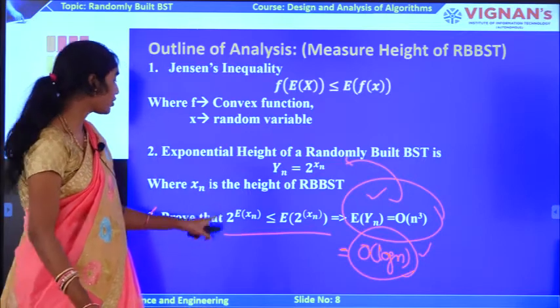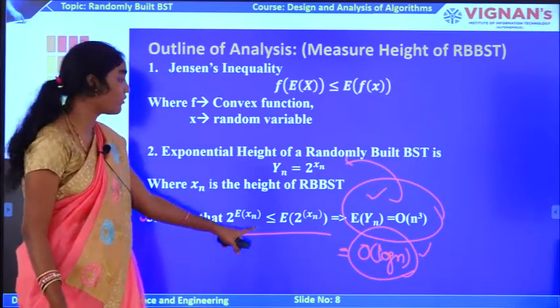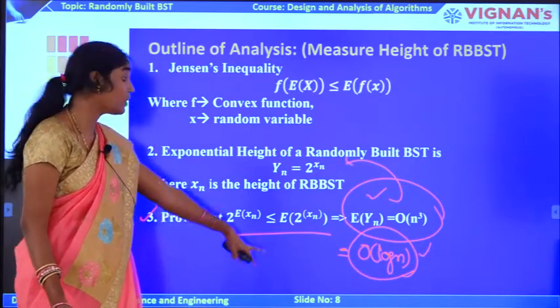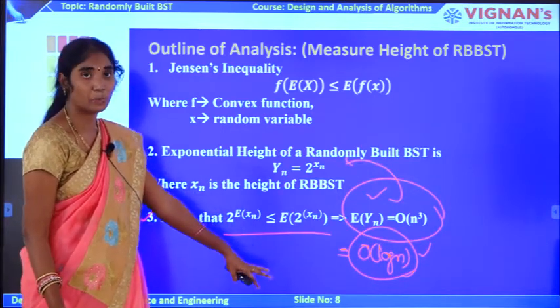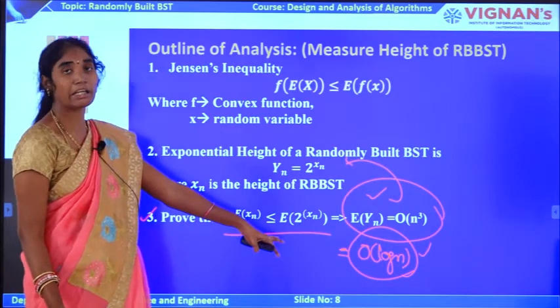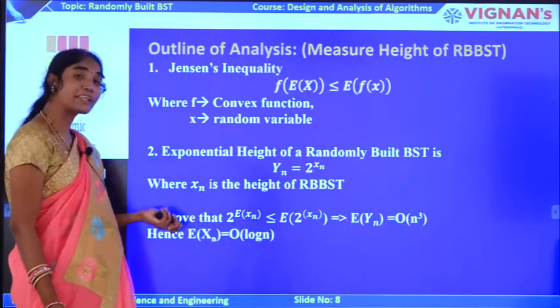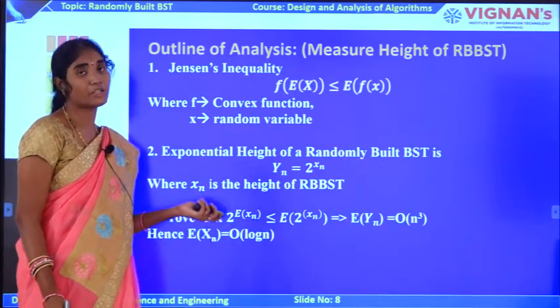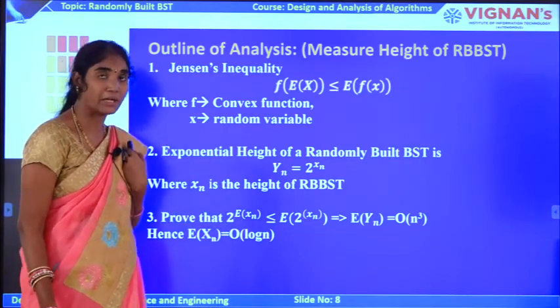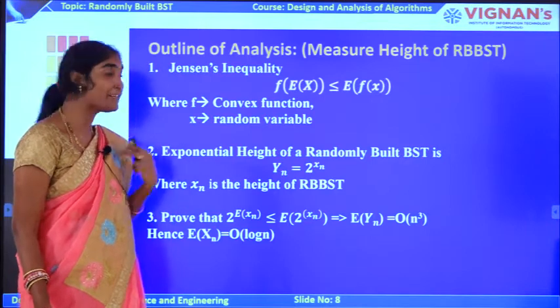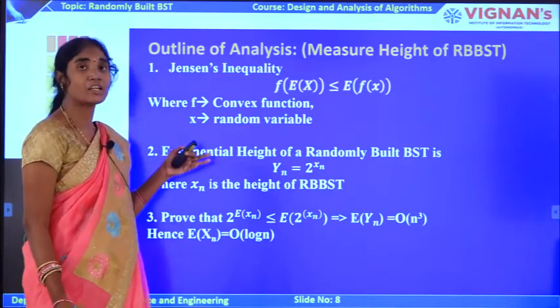Here we are going to prove that 2 to the power of E of Xn is less than or equal to E of 2 to the power of Xn, which is equal to big O of n cube. This is all done by mathematical induction. Hence we can say that E of Xn is equal to big O of log n. That big O of log n we are going to prove with our analysis part. For doing that, you need to remember all these formulas.